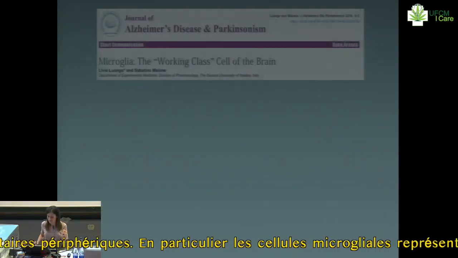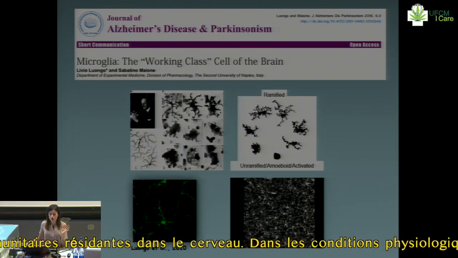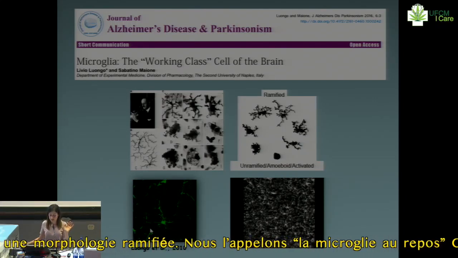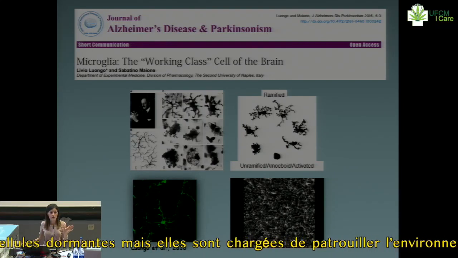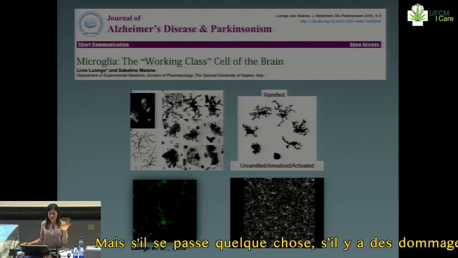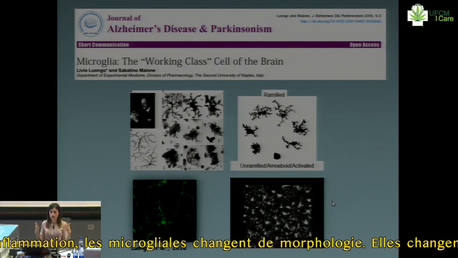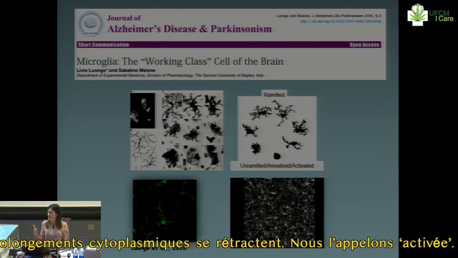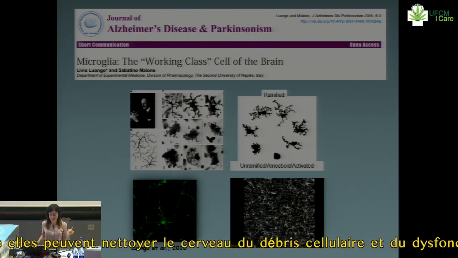In particular, microglia cells represent the resident immune cells in the brain, and in physiological conditions they present a ramified morphology with long processes and a small soma, and we call them resting microglia. Resting microglia are not sleeping cells, but they are in charge of patrolling the brain environment. But when something happens, like a brain damage or an inflammatory insult, microglia change their morphology: they retract the processes, enlarge the soma, and so we call them activated. In this way they are able to clean the brain of cell debris and dysfunctional synapses.